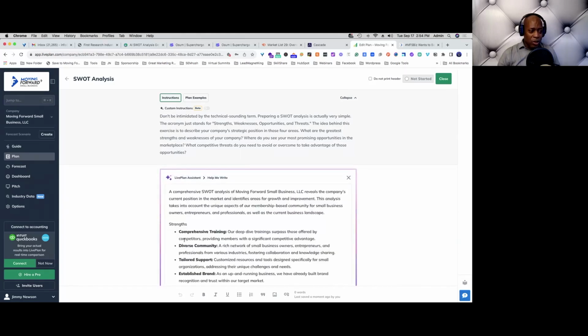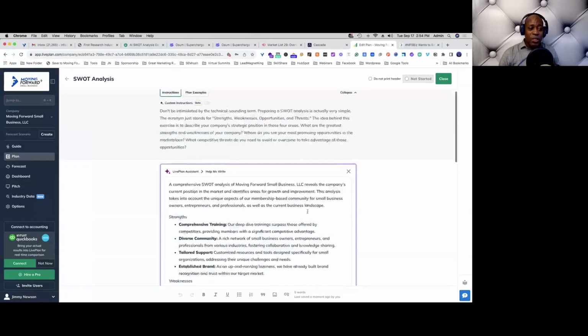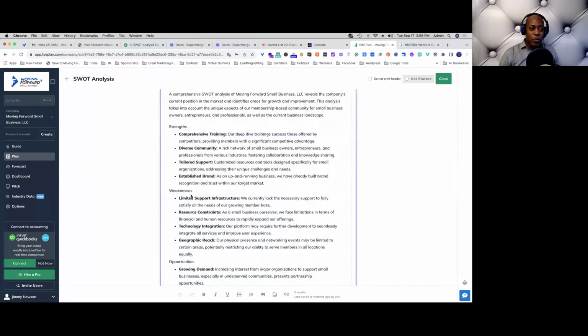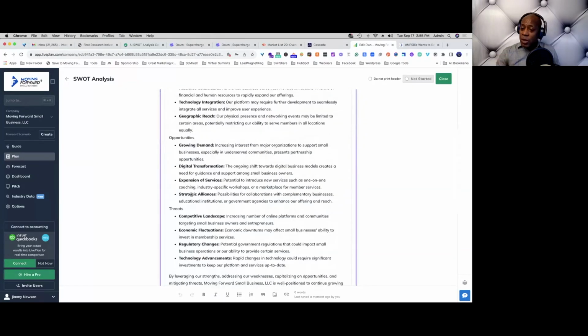And so it's already started. So look at that. A comprehensive SWOT analysis for moving forward. Because again, it's leveraging what I've already put into the business plan, so I don't have to even give it too much. It gave me my strengths, my weaknesses, my opportunities, and my threats. So there are so many different ways you can do it.